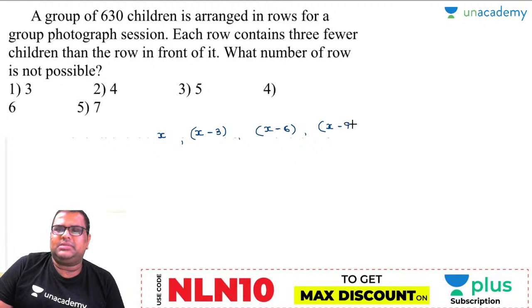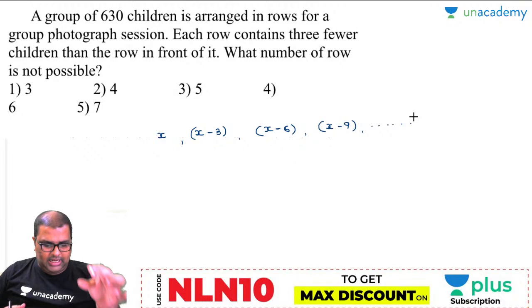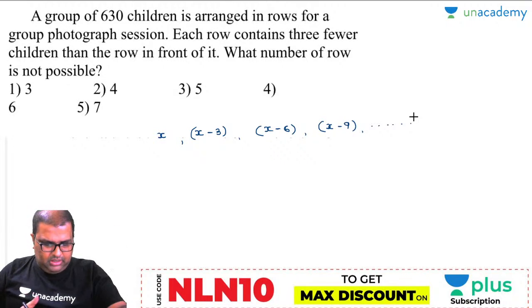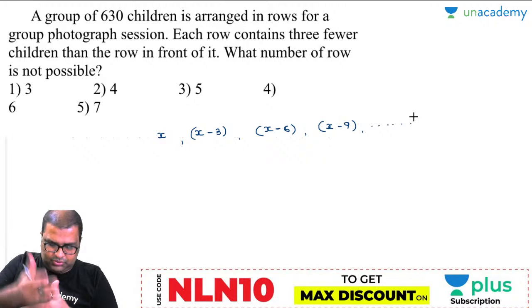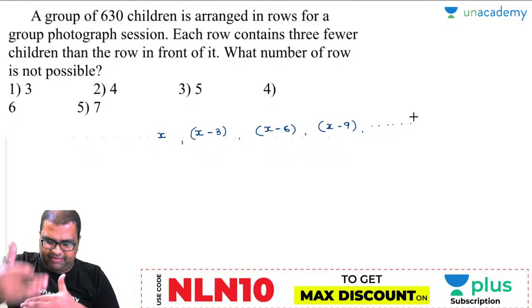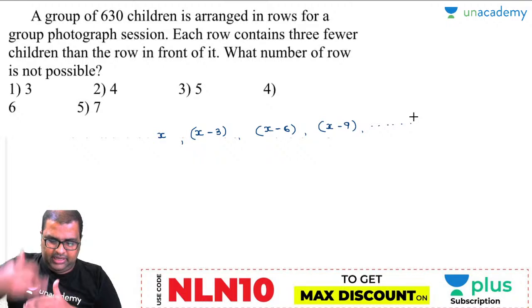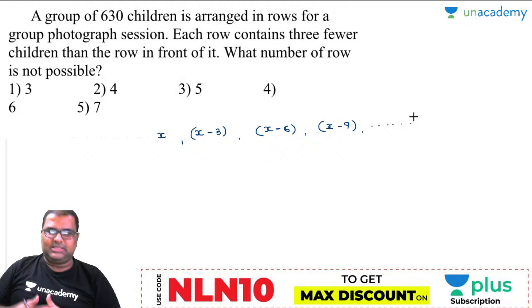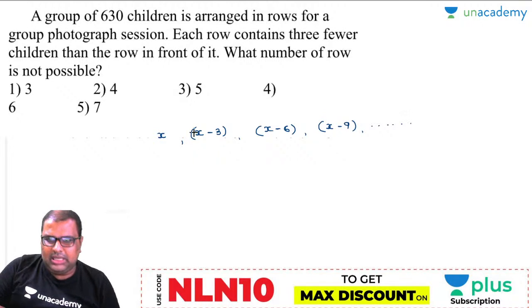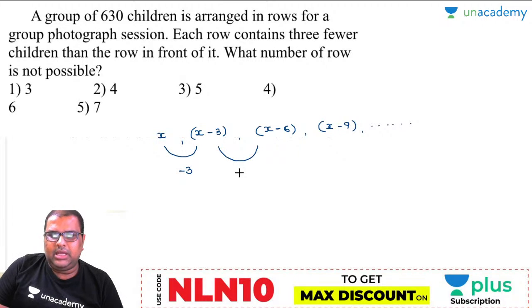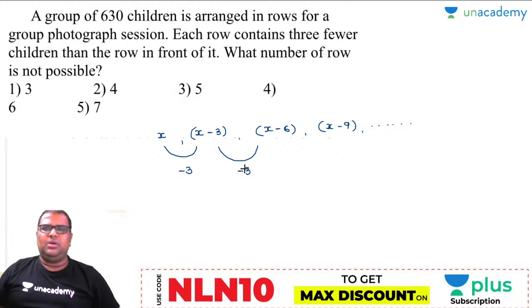Will you accept this? This is what is given there: each row contains 3 fewer children than the row in front of it. So first x students are there in the present row, in front of it there will be x minus 3, then x minus 6, x minus 9. When you closely observe, this is an arithmetic progression where the common difference is minus 3. Am I right or wrong? Yes, perfectly.